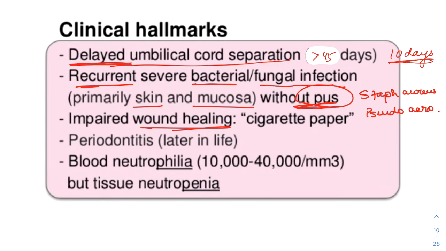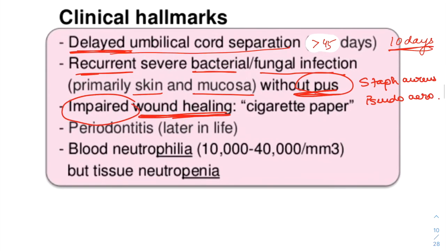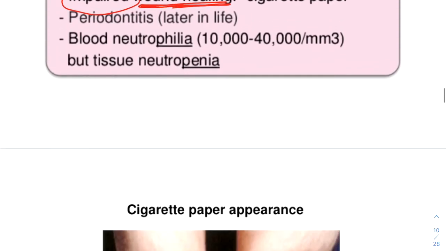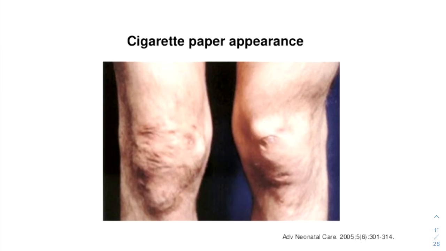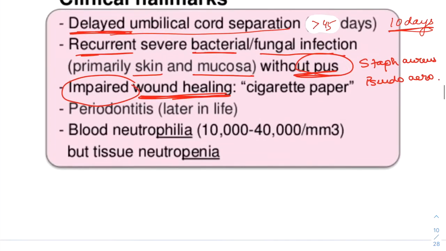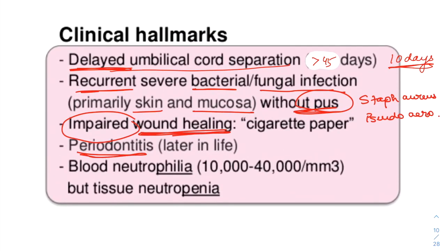In LAD-1 also, a characteristic feature is the wound healing. It is delayed. There is impaired wound healing. Impaired healing of infections, traumatic or surgical wounds is also characteristic. Scars tend to acquire a dystrophic cigarette paper appearance. As seen here, the scars acquire a dystrophic cigarette paper appearance of the wounds on the knees. Also, periodontitis can occur, mainly later in life.